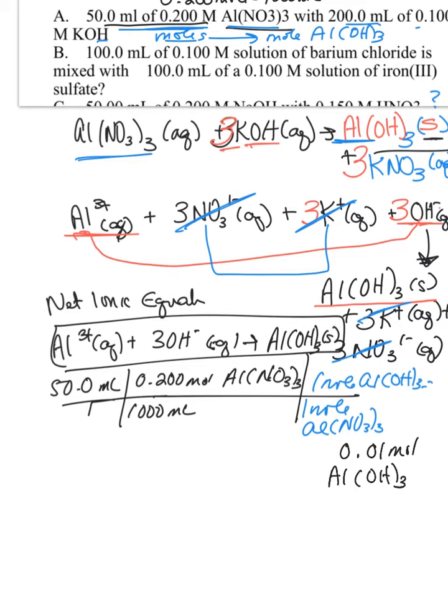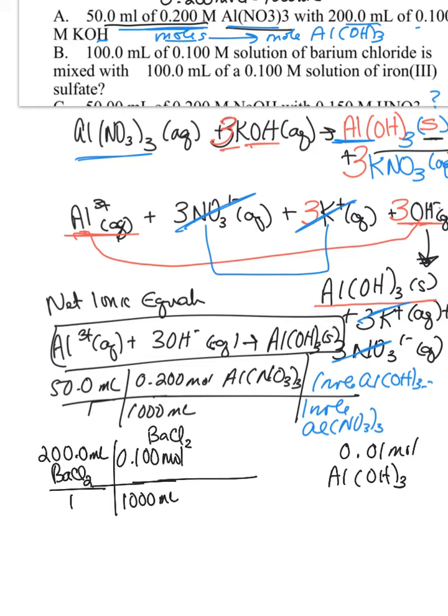So then I have to do the same with the next amount. So 200 milliliters of barium chloride, and its molarity. So 1,000 milliliters of barium chloride, I have 0.100 mole of barium chloride. And then using the coefficients in front of, oh, I'm sorry, it's not barium chloride. It is potassium hydroxide. So let's do that. Is that right? 200 milliliters, yes, potassium hydroxide.